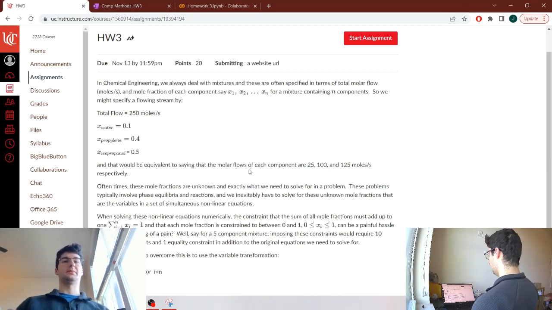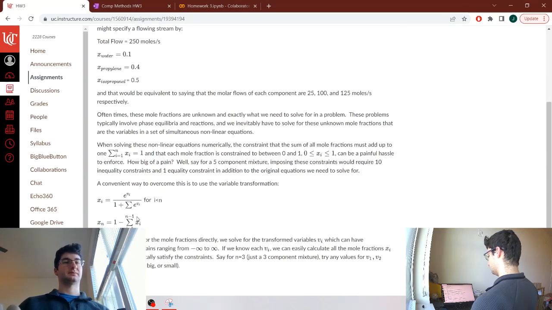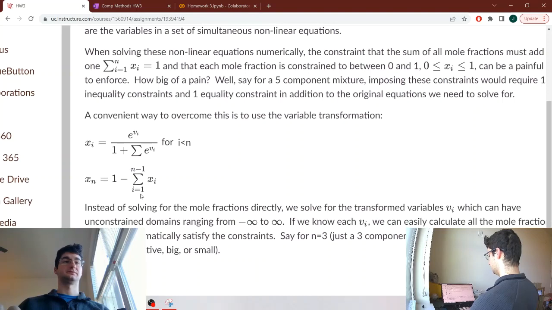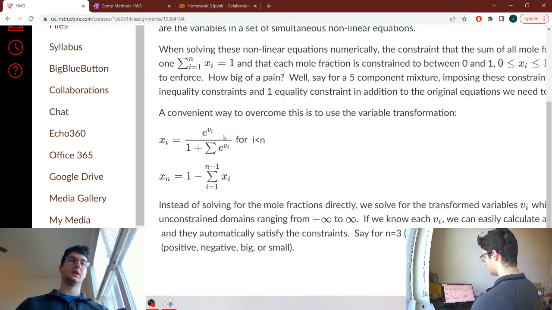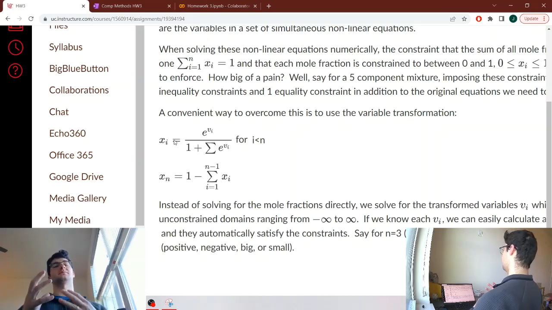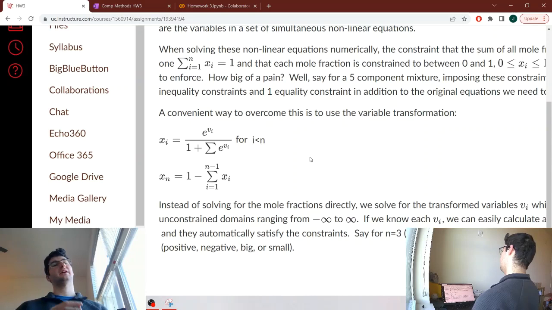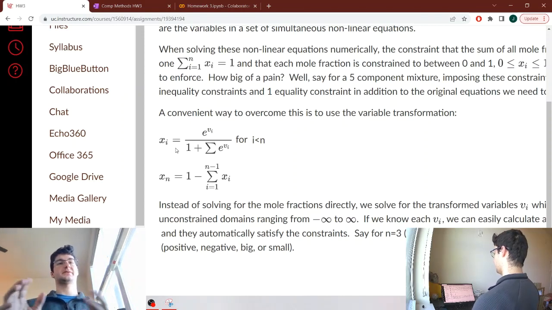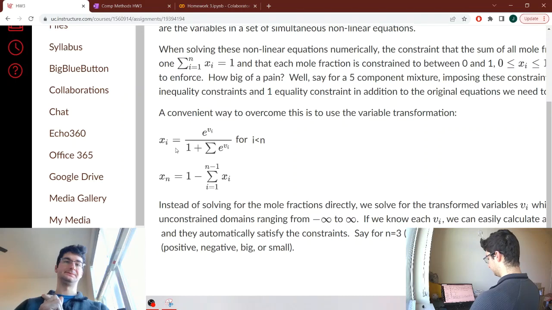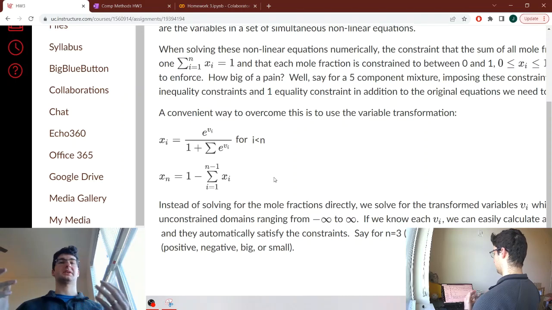So what my professor came up with was a variable transformation, shown here. I'm sure everyone can see it. You transform each molar flow rate in terms of these v sub i's. Now these v sub i's are unconstrained. They can be any number from negative infinity to infinity. And when you have all the v sub i's and you solve for them, you can get x sub i's that fulfill the constraints of being between 0 and 1. And the second equation here, which is 1 minus the sum of all your x sub i's equals the last one, fulfills the last constraint of them all having to sum to 1.